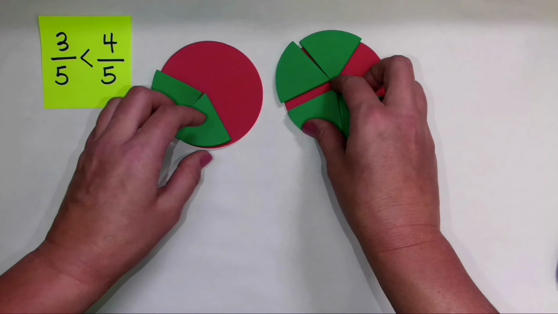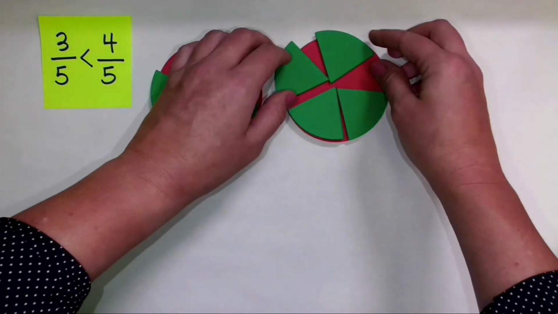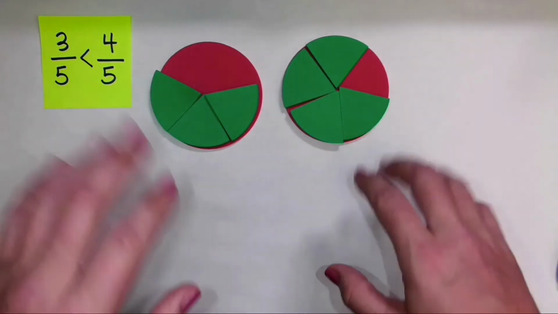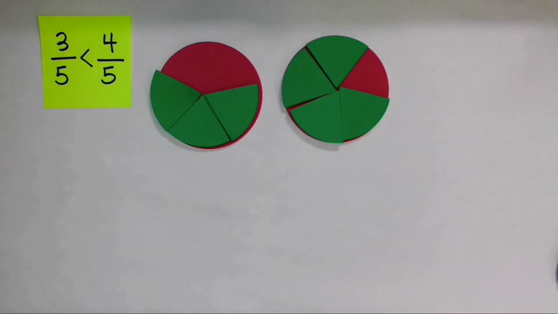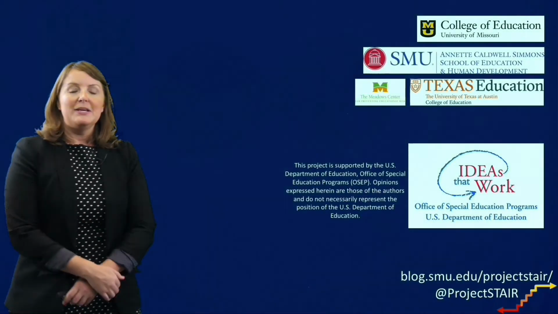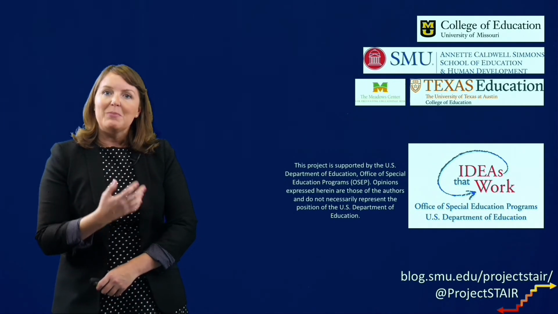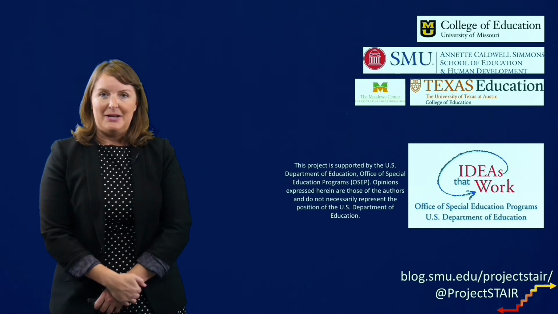And I'm going to go ahead and move my 3 1/5 pieces back here so I can show the original representation of 3/5 is less than 4/5. So that was an example with the area model of fractions where we were comparing fractions with like denominators.